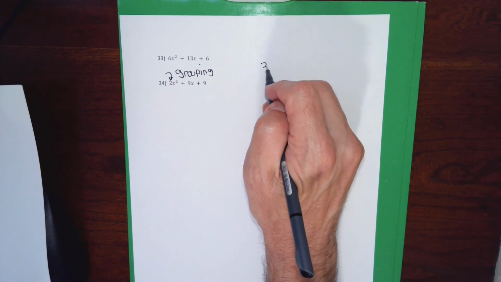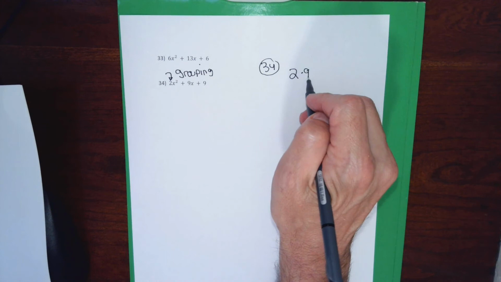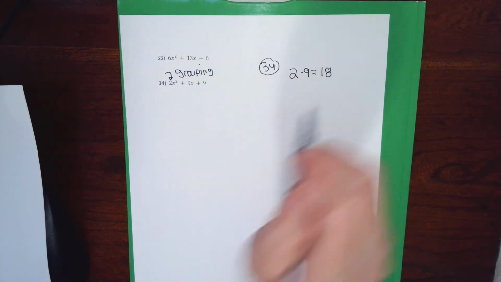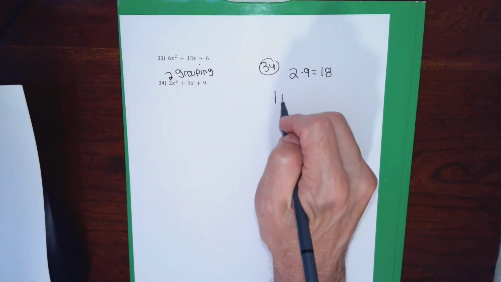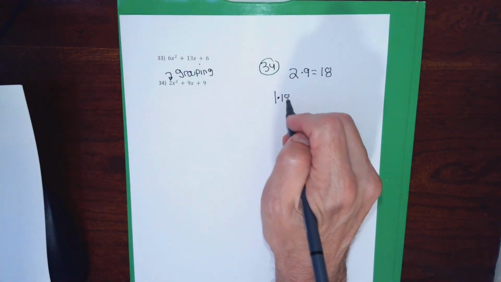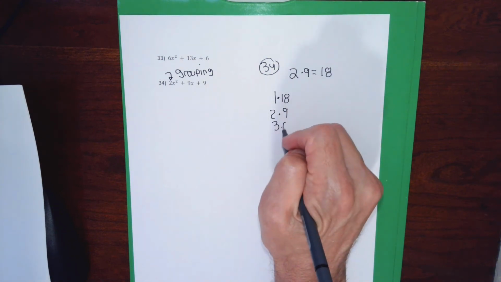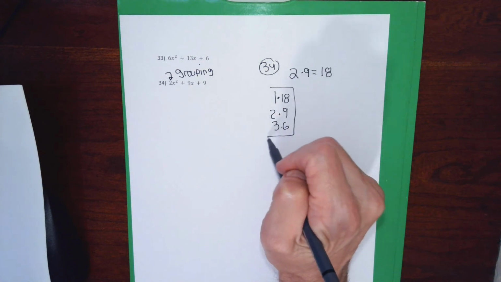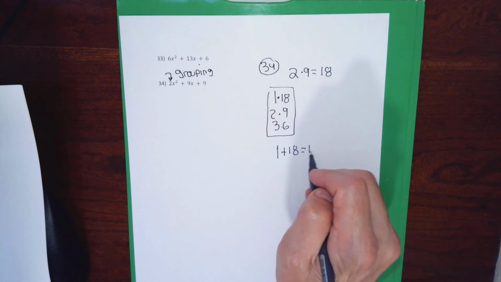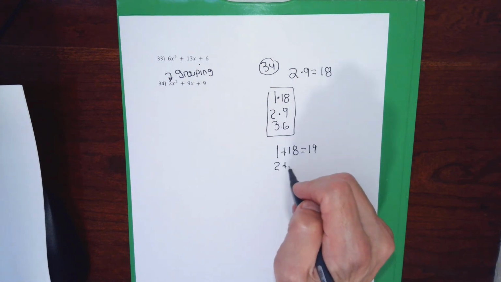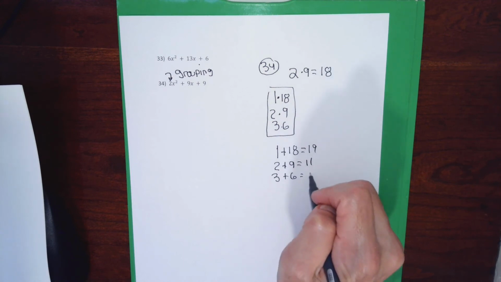So in problem 34, to do the grouping, I multiply the first and the last number and get 18. Don't have to worry about signs, there's no minuses, so these are double pluses. I write the double plus factors of 18, which are 1 times 18, 2 times 9, and 3 times 6. I add these. 1 plus 18 is 19. 2 plus 9 is 11. 3 plus 6 is 9.